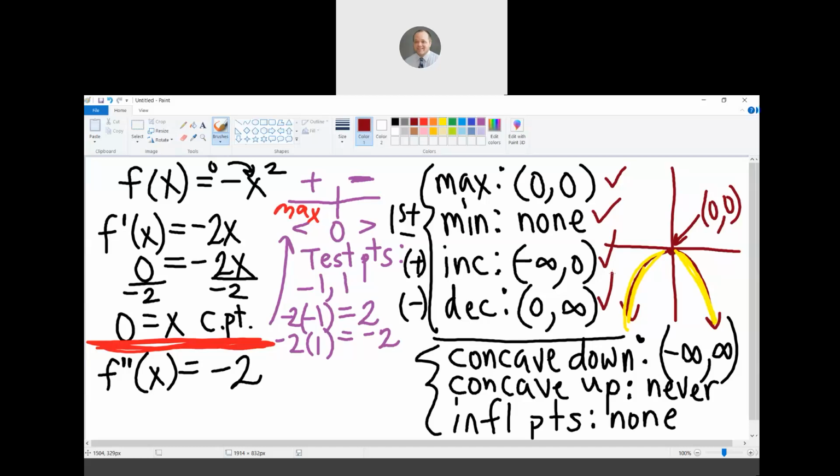Now let's check out the characteristics for our second derivative test. It's never concave up, so that part's fine. There is no turning point or change in inflection, so that's correct. And our graph is always concave down from negative infinity to positive infinity. That also checks out.